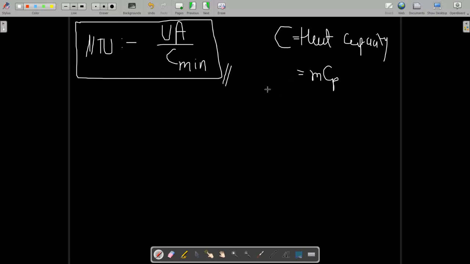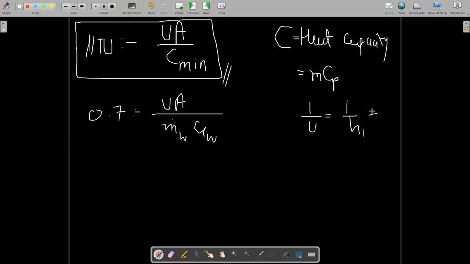Okay, so we will take the C value. NTU is given as 0.7. Okay, U, A and C will be what? Mass flow rate of the water, and Cp of water. Now U is equal to what? The overall heat transfer coefficient, and here there are only two resistances, convection on the inside and outside. So 1 upon U is given by 1 upon H inside plus 1 upon H outside. So this is the equation.